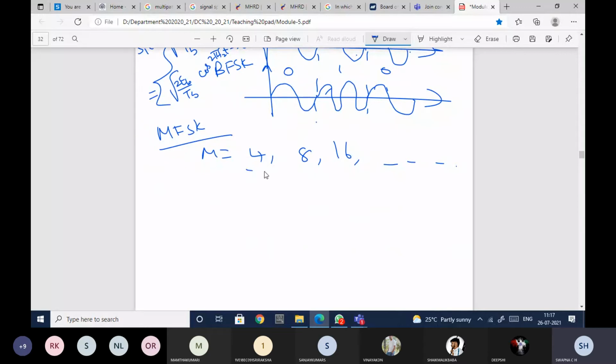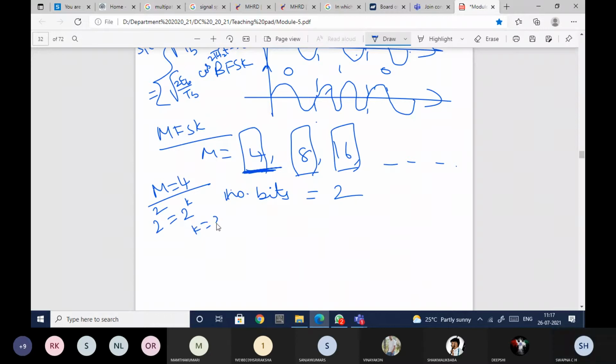Similarly, in MFSK, M can take 4, 8, 16. This 4 indicates the number of carriers that are required, so I need 4 carriers, that is 4 signals. How many bits will these 4 carriers take? Because M is equal to 4, and M is 2 power k, 2 power k is 2 squared, so k is equal to 2. So the number of bits to represent MFSK is 2 bits. The 2 bits group together as 00, 01, 10, 11.